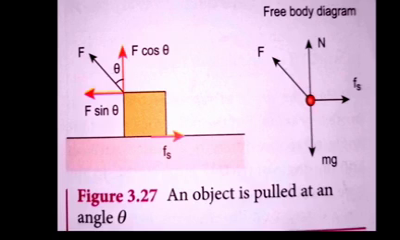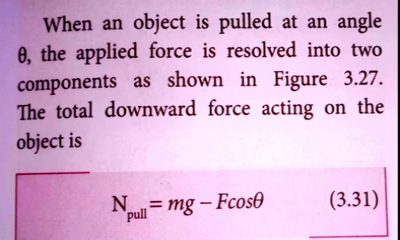Here the block is considered as a dot, the normal force is upward, the downward gravitational force is mg, and the frictional force is opposing, f of s, and the force is slightly in the upward direction. So using this free body diagram, I am going to derive the equation for the normal force acting at the angle theta.